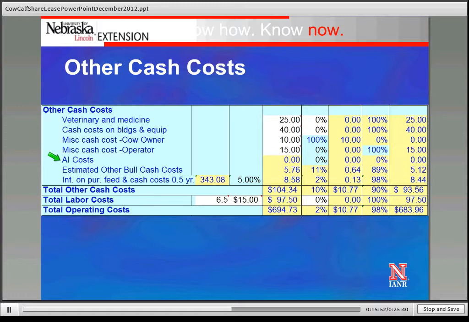Interest on purchased feed and cash costs. Again, this is something that pertains primarily to the operator in this case, as they're probably going to be borrowing money potentially if they're leasing the ground that they're using for their pasture lease, leasing corn stalks, purchasing feed. They maybe need to borrow the money, and so there's an interest cost involved with that. You can see the values here of total other cash costs. And then this one is total labor costs.